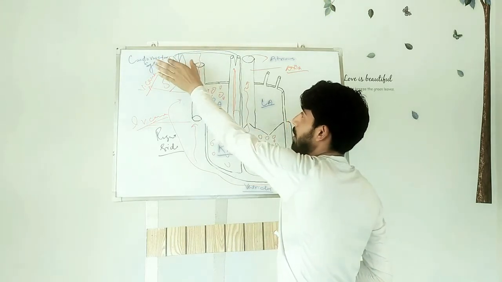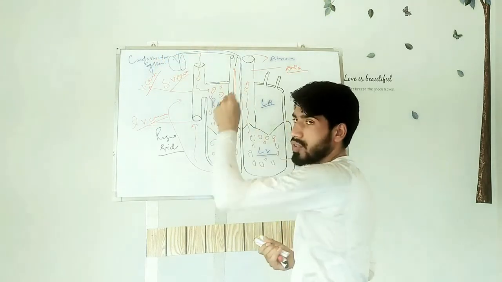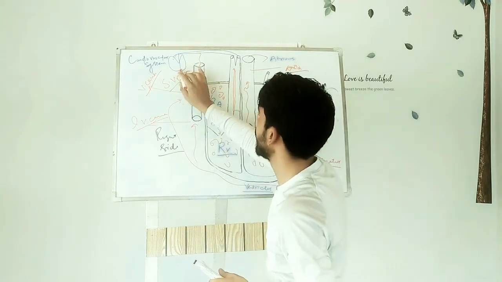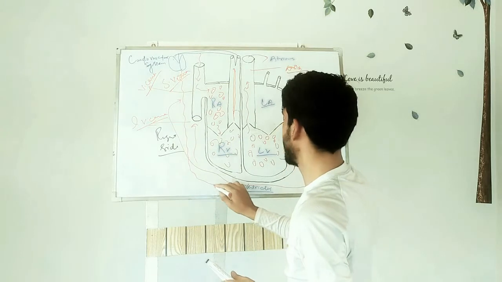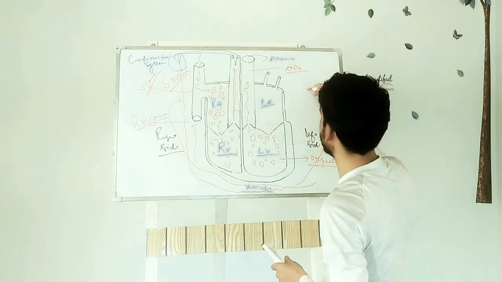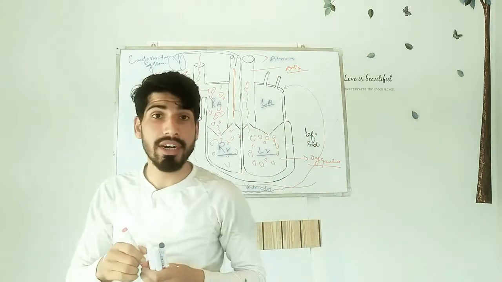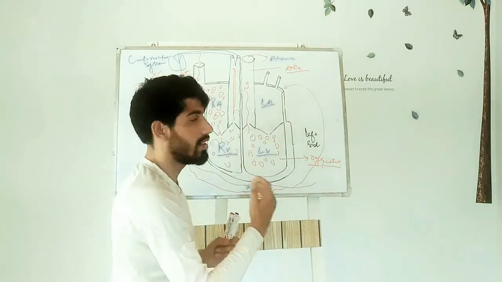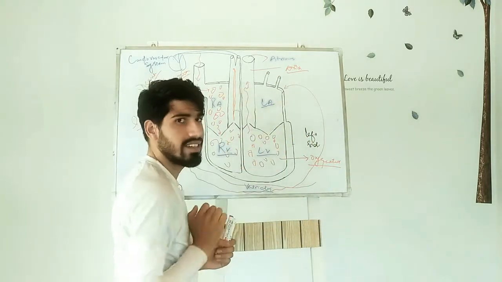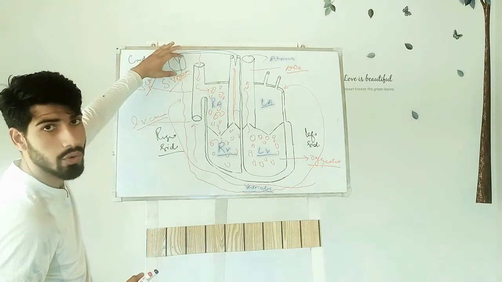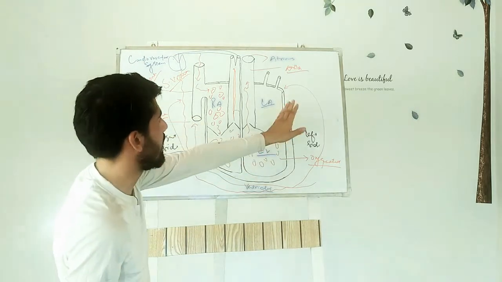Now what happens in the lungs? The blood picks up oxygen and comes back here. Now the blood comes back into the left atrium, on the left side of the heart, through this channel. The blood picks up the oxygen and comes into the left atrium.